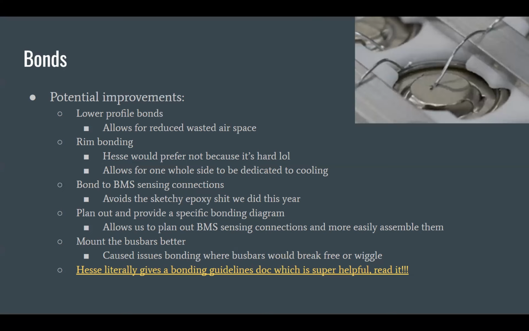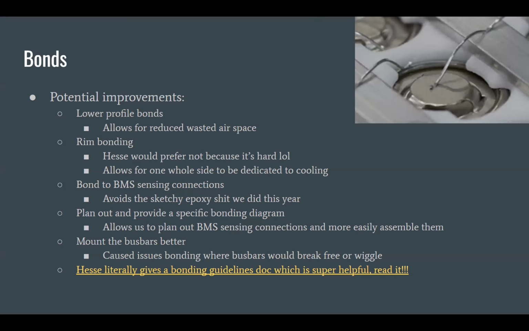So yeah, lower profile bonding, rim bonding, we already talked about that. That's where you bond on the same side, so the opposite side. Hess doesn't like it because, like I said, there's not a lot of space and it's harder for them because the chances that they fail and miss is way higher. But it does mean that you could dedicate a whole side to cooling or some other consideration. Some of the best teams that I know do single-sided bonding, like Carnegie Mellon. They'll do a pack where the PCB goes on one side and the bonds are on the other side, and they're really good. But anyway, yeah.